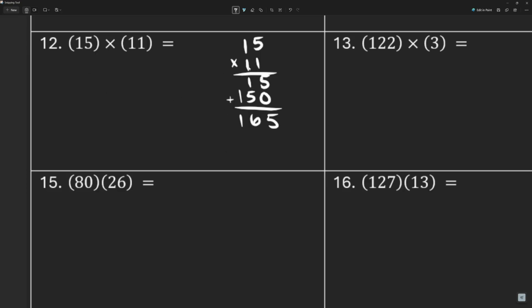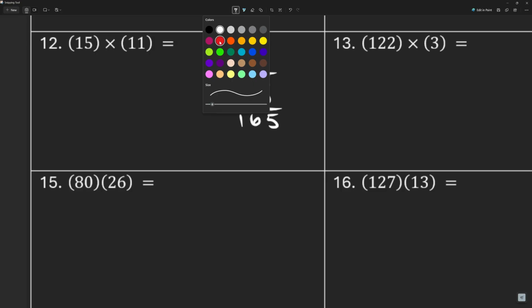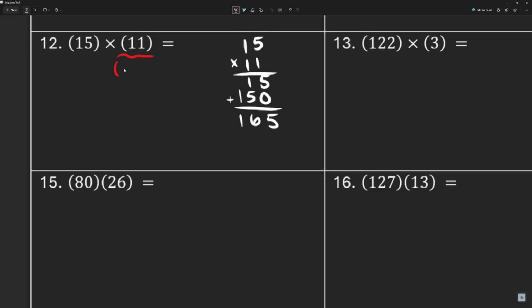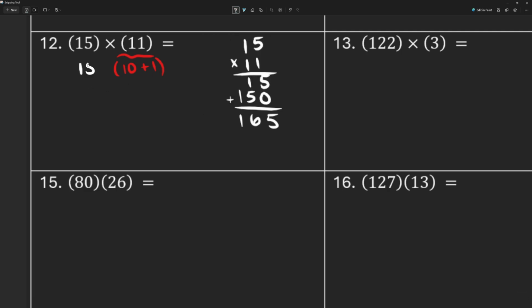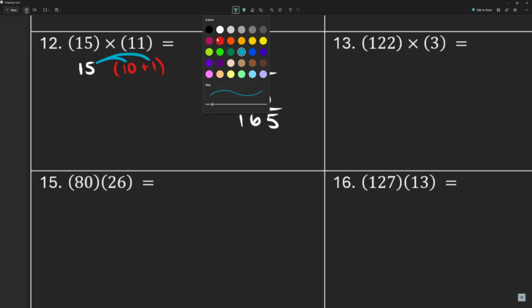Think about this, like we can break up this 11, right? We can break up this 11, think of that as 10 plus 1, right? And so we have this 15 times 10 plus 1, right? And we can distribute that. Let's use this blue. That seemed to work, right? We can use that 15 and distribute it to each of these, right? And now it becomes pretty easy, right?